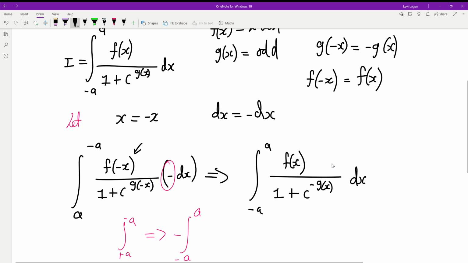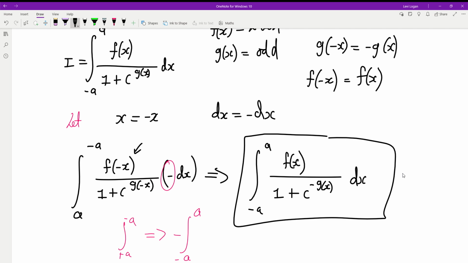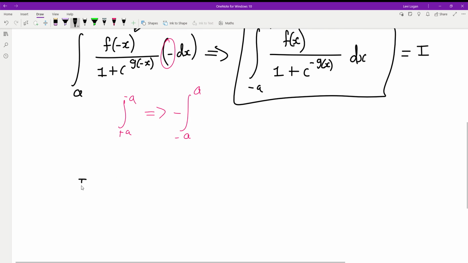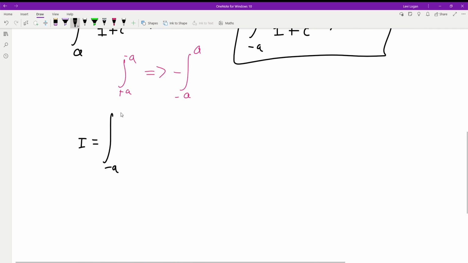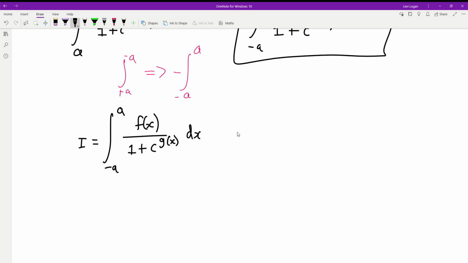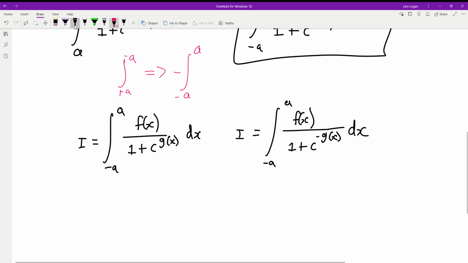So this is what we've established. This is still the I that we defined up there. So I is equal to the integral from -a to a of f of x on 1 plus c to the g of x dx, and I is also equal to the integral from -a to a of f of x on 1 plus c to the -g of x dx. So it doesn't matter whether g of x is positive or negative, they're both equal to I. So why don't we add these two together?